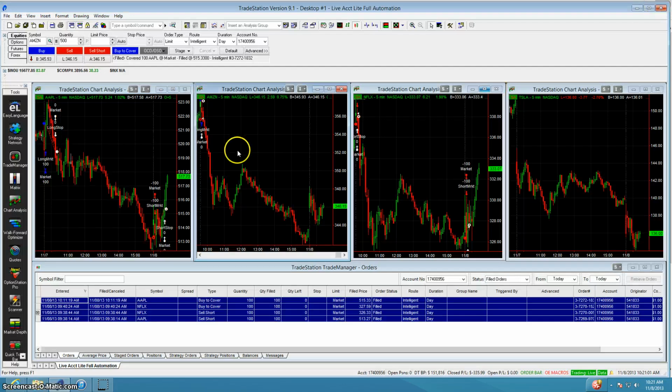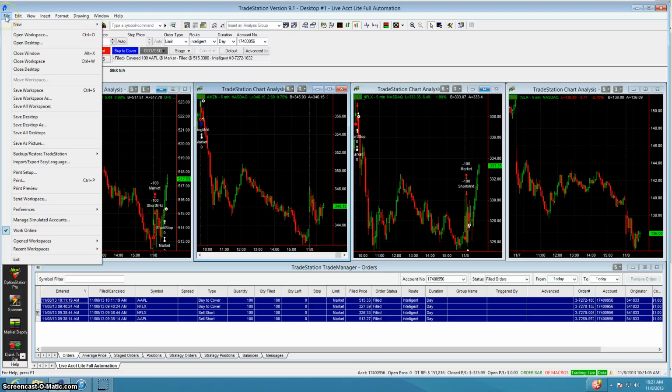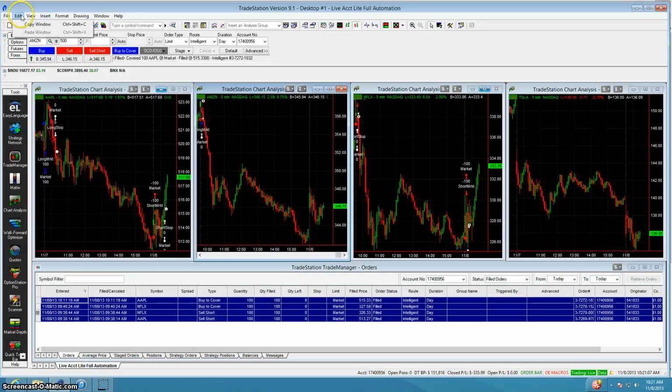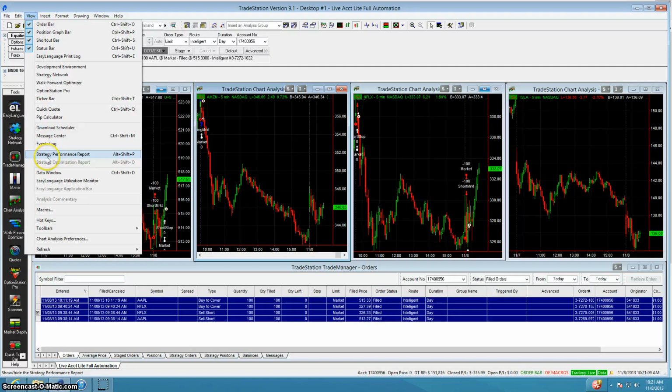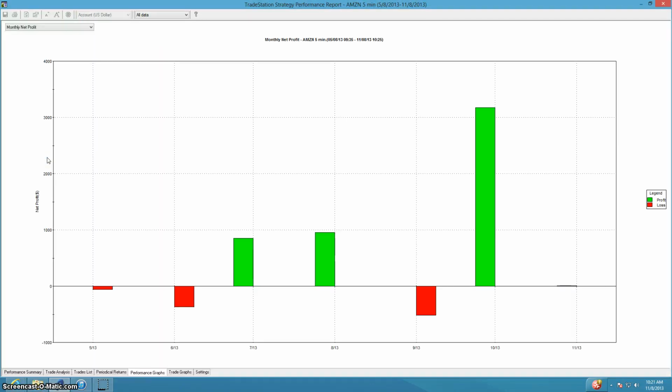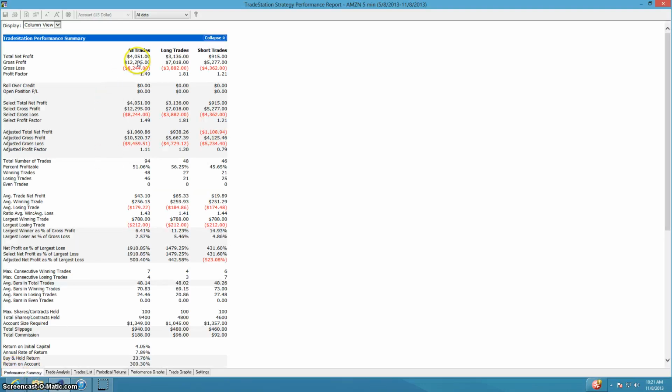We can also do the same thing on Amazon or any other symbol for that matter. All you have to do is go up and view the strategy performance report. It'll pull the information on Amazon. Again, this is a look at a per month profitability basis. Over that 6-month stretch, we were right 3 months. We lost money on 3 months, but overall, again, we were profitable in the amount of $4,000.